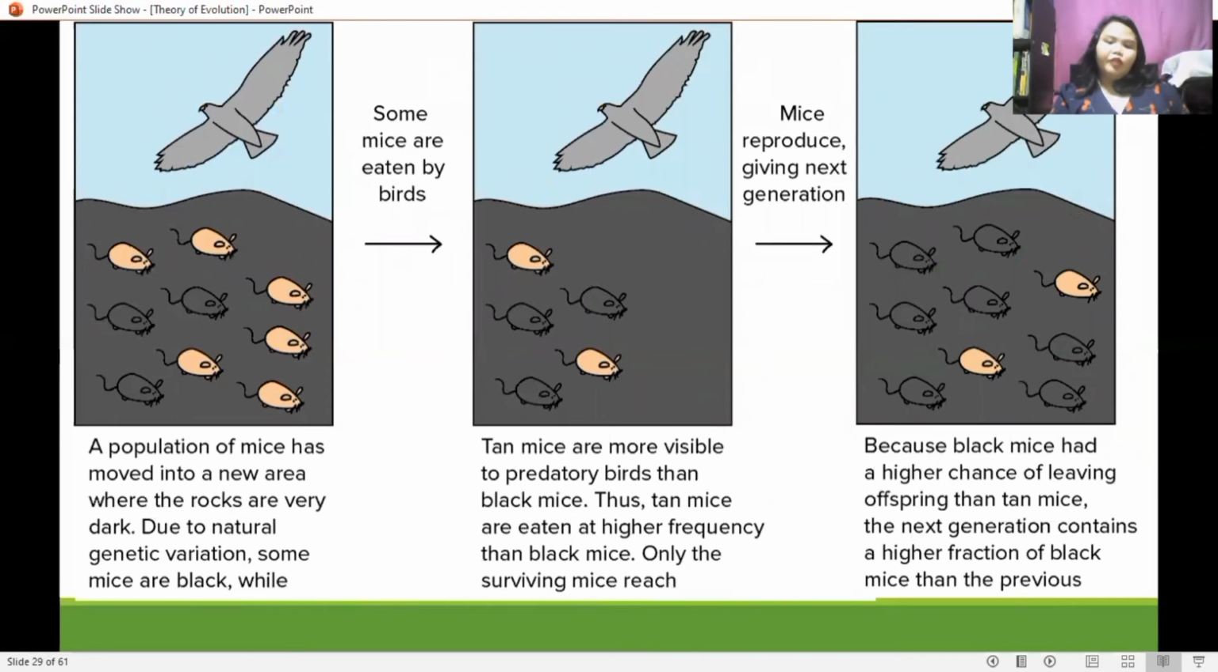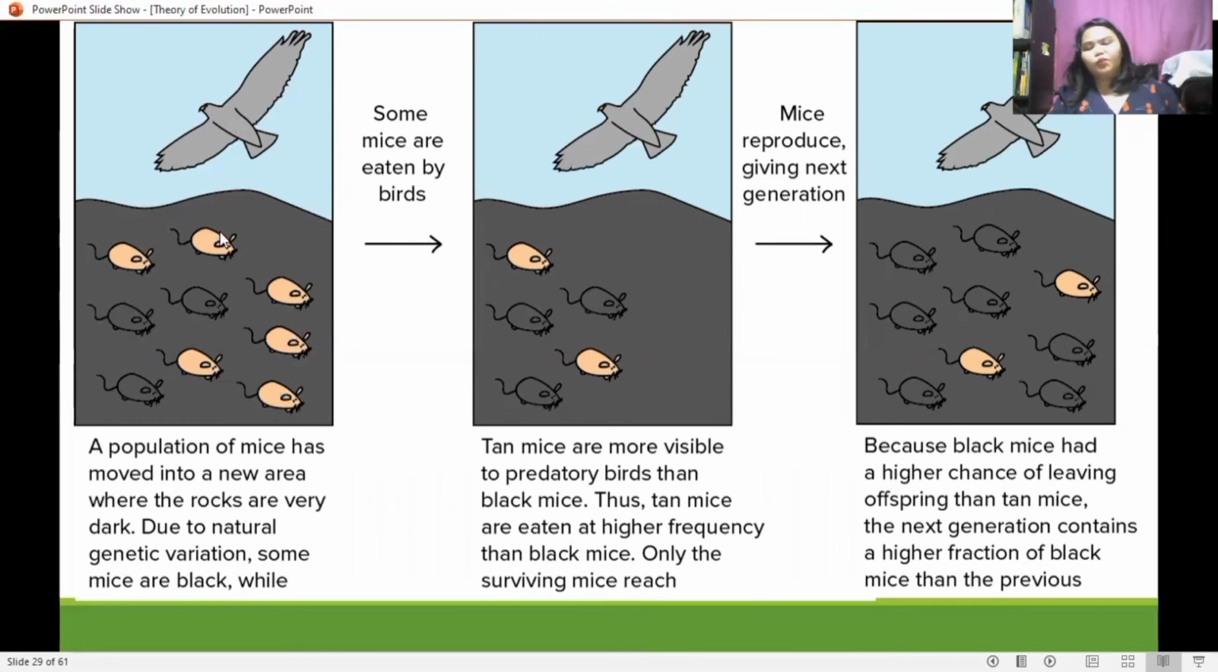Another example I have here is a population of mice that has moved into a new area where the rocks are very dark. Due to natural genetic variation, some mice are black or dark colored, while some are tan or light colored. And then their environment is dark. And then we have the predators, like let us say a hawk or an eagle. So the eagle can easily spot the tan colored since it is light colored. While as you can see in the earlier times on this picture, the tan-colored mice have a greater population compared to the darker ones.